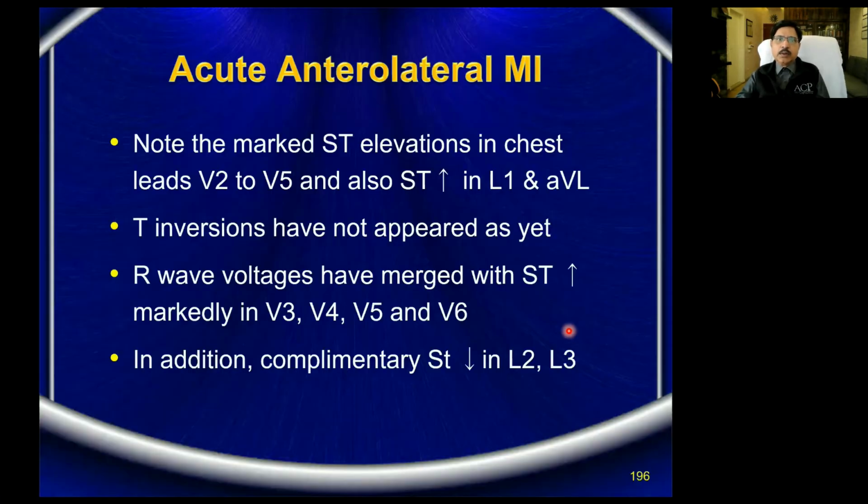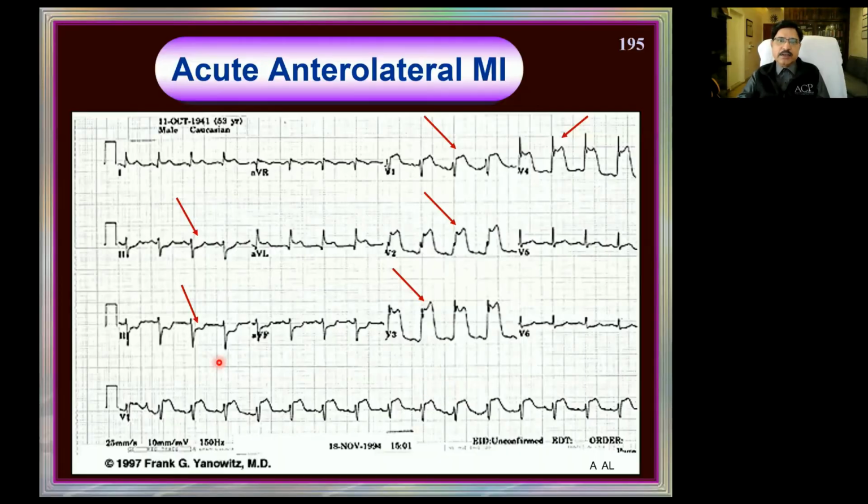Anterolateral. Note the marked ST elevations in the chest leads, V2 to V5, also ST elevation in L1 and aVL, mild. T inversions have not appeared as yet, so hyperacute. R wave voltages have merged with the ST markedly in V3, V4, V5, V6. In addition, complementary ST depression is seen. That's what I'm saying, these are the complementary changes. This is not a separate inferior wall NSTEMI. This is only a complementary change.